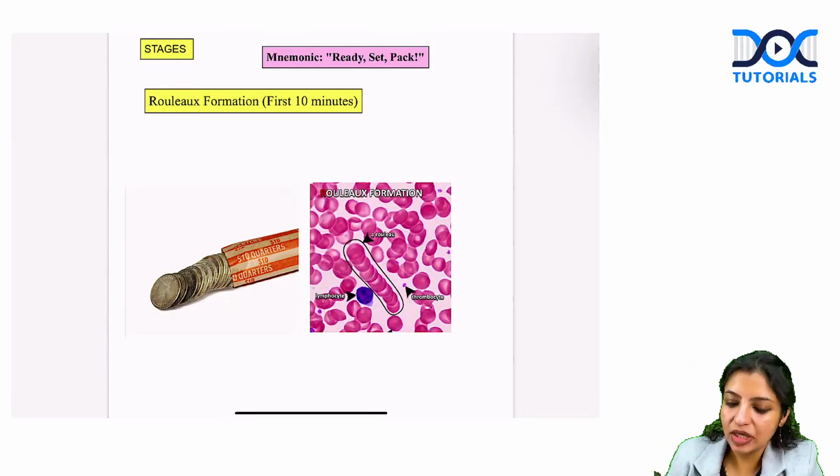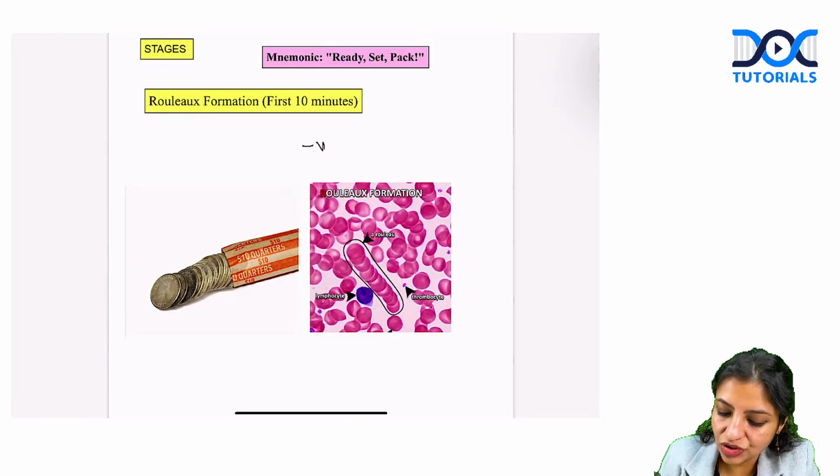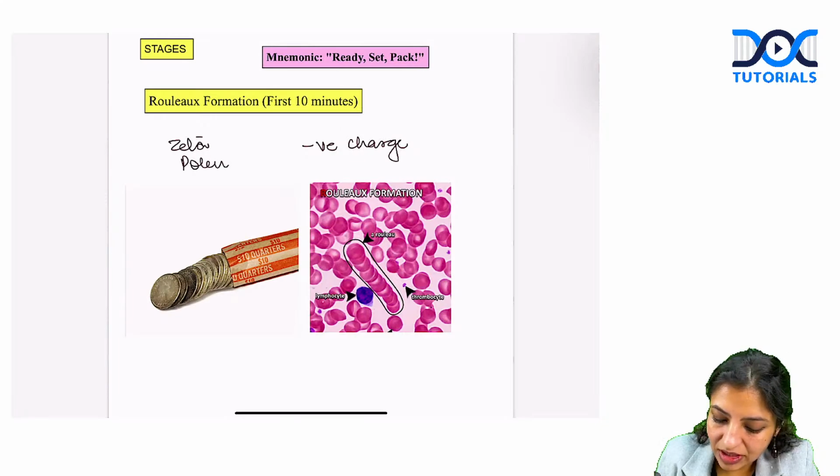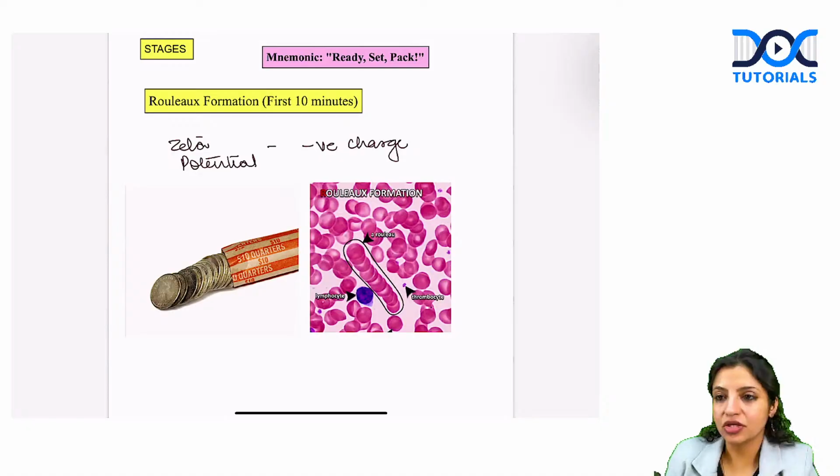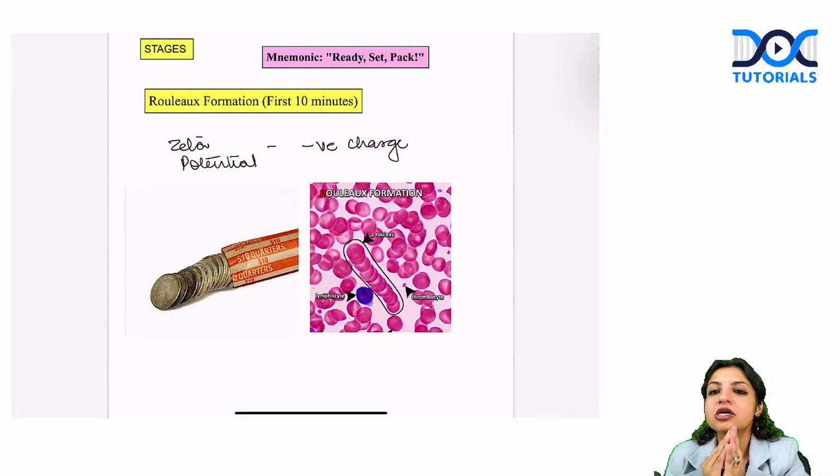Here you have to remember a catch, that there is a zeta potential, that is negative charge. Every red cell has a zeta potential, that is negative charge, so normally the red cells will repel each other. They will not come together and form the rouleau. Therefore the rouleau formation is not a normal phenomenon.